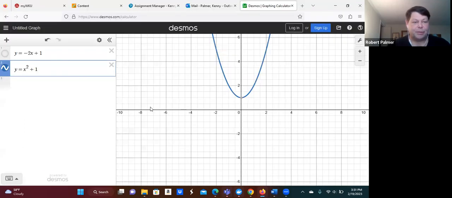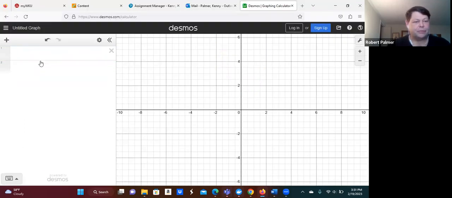Let's go back to Desmos just a moment. Let me just get rid of both these graphs. Now, let's take a look at a graph that does have an inverse. Let's say the square root of x.